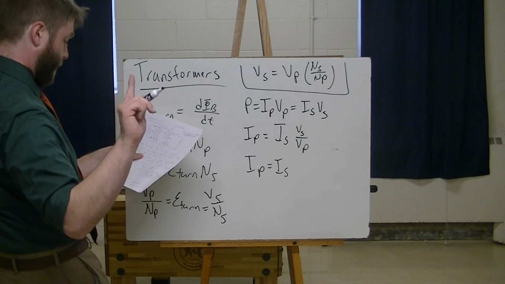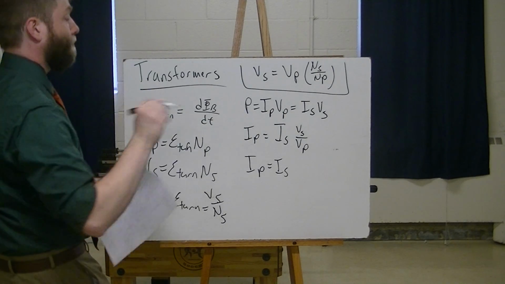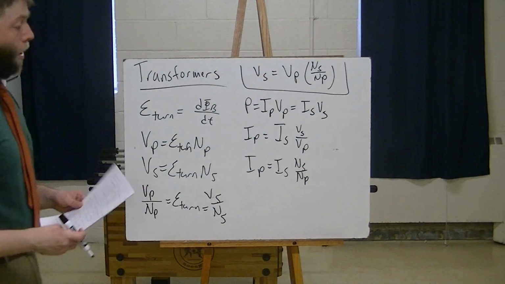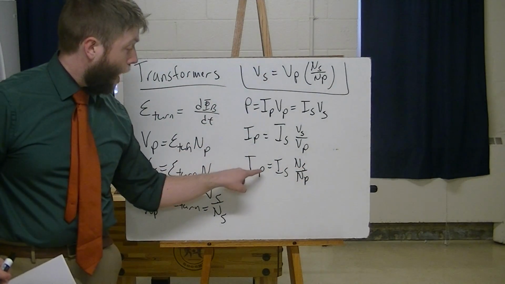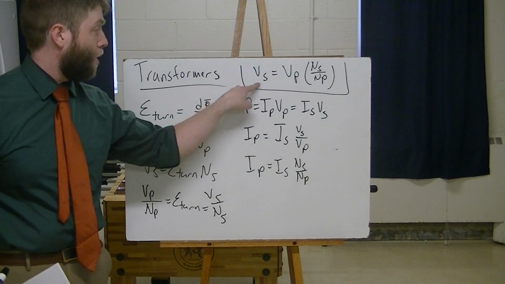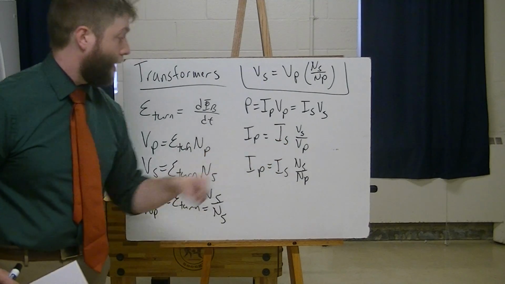Nope. N primary over N. Here we go. Okay, I did it in 2 shots, guys. So that's what I have right now. I of the primary is equal to I of the secondary, NS over NP. And that makes sense here because I replaced VS right here.